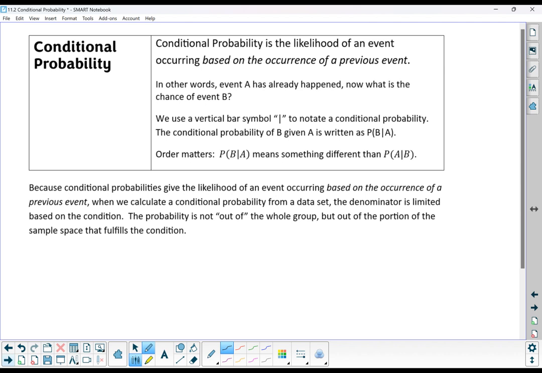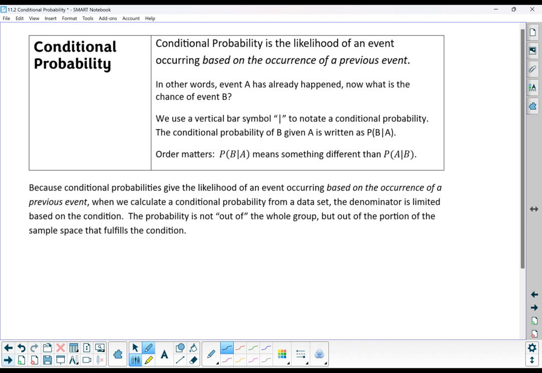Today, we're going to be learning about conditional probability. Conditional probability is the likelihood of an event occurring based on the occurrence of a previous event. In other words, event A has already happened, and now what is the chance of event B?